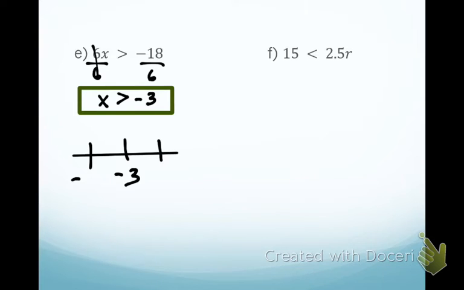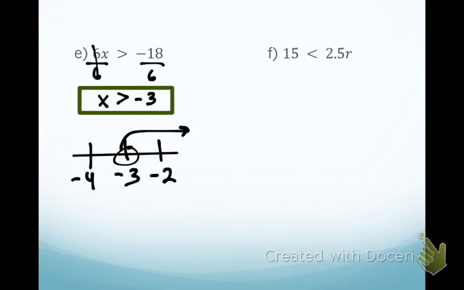Negative 3 goes in the middle, negative 4 on the left, and negative 2 on the right. It is an open circle going which direction? Going to the right. How many of you would say that's what yours looks like? Excellent work. All right, let's go on to the next one.